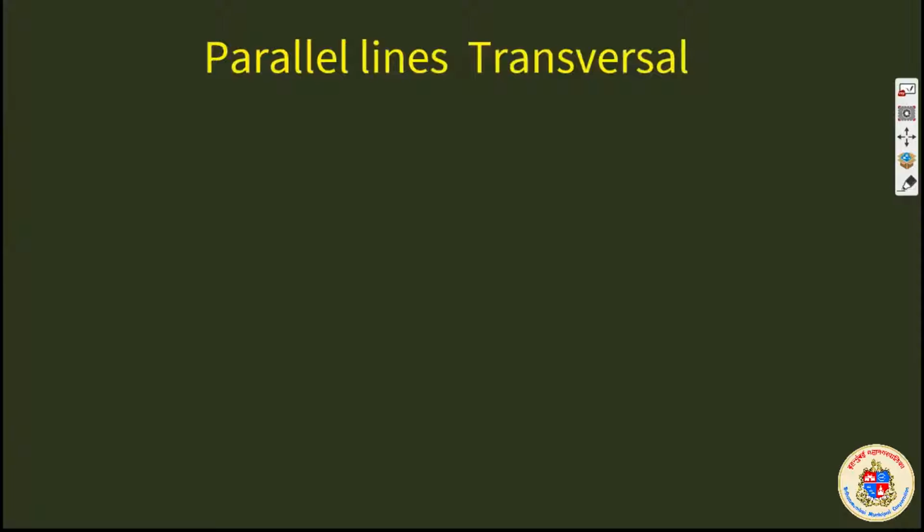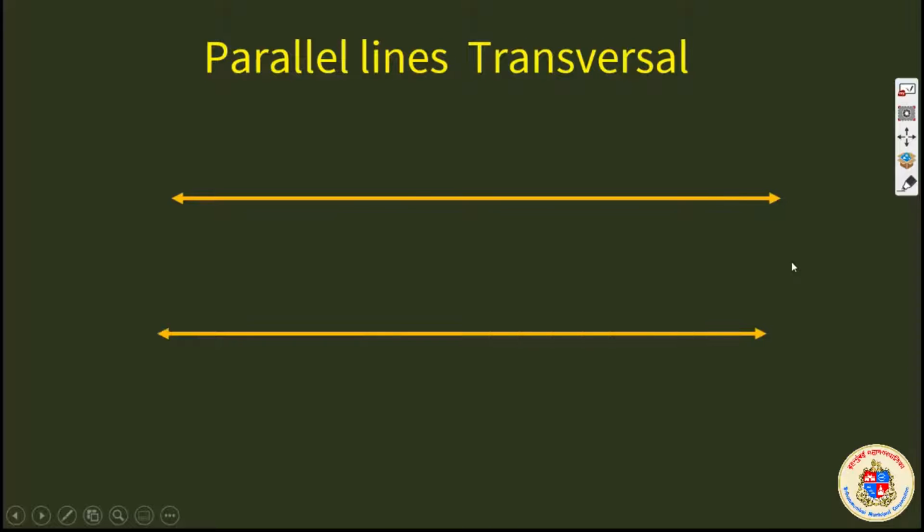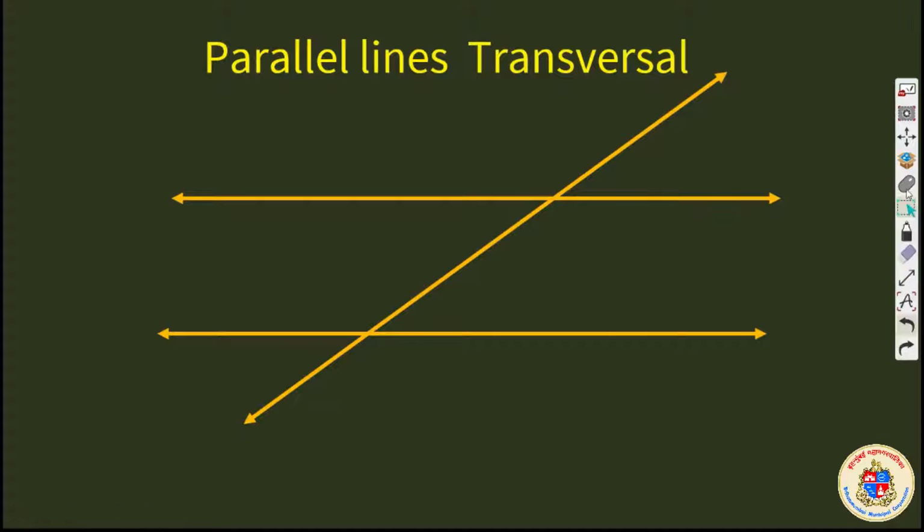Now the most important concept of this chapter, parallel lines and transversal. We found that a transversal is there for non-parallel lines also. For parallel lines, the transversal is more important. Why? Because they have a specific concept related to the angles formed by it. As I told you already, 8 angles are formed, and those 8 angles have specific locations.